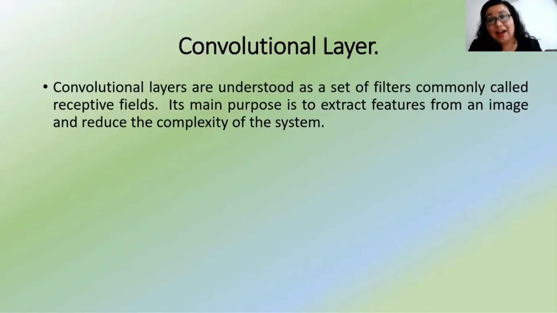Convolutional layers are understood as a set of filters, commonly called receptive fields. Its main purpose is to extract features from an image and reduce the complexity of the system. Such a set of filters are trainable, and their values are learned for activation upon encountering certain features. These learned features pass through a next layer of filters to reach the output layer.